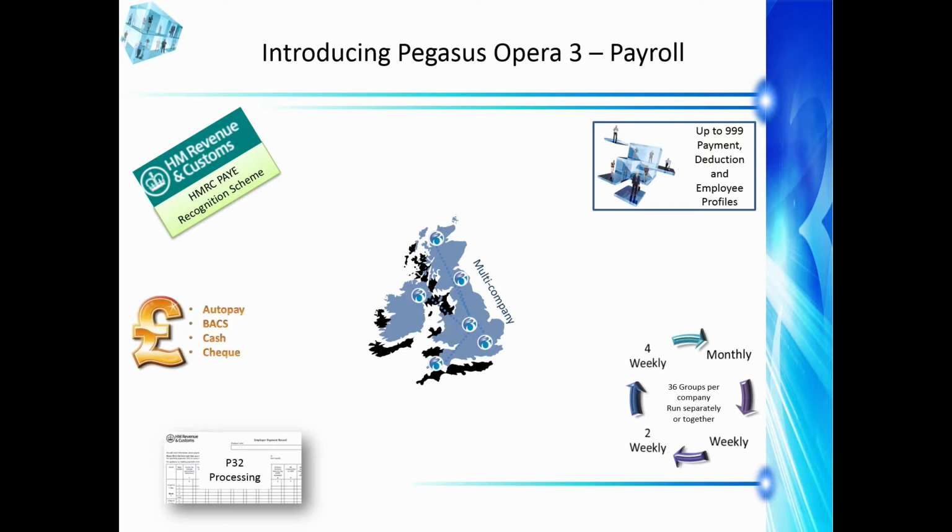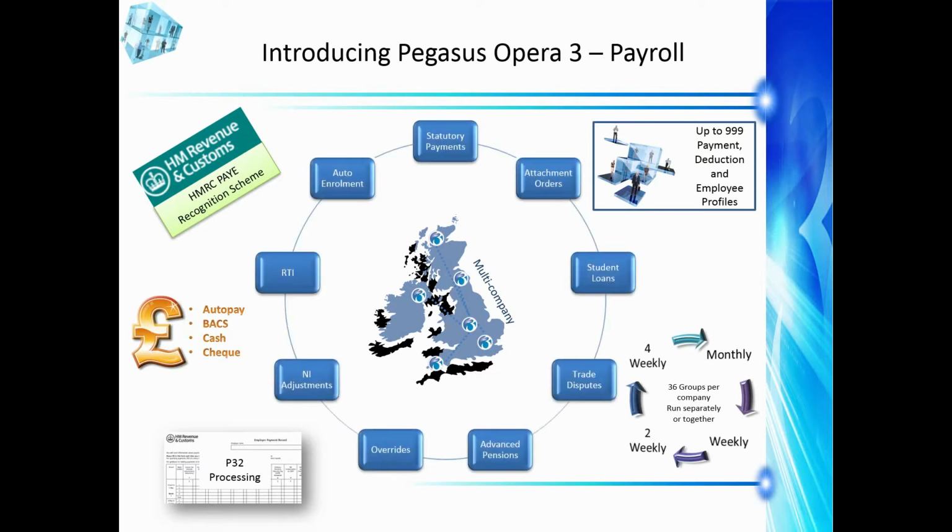Payment methods of cash, cheque, BACS and auto pay are supported. The payroll also handles statutory sick pay, statutory maternity pay, statutory adoption pay, as well as statutory paternity pay and shared parental pay. Included as standard are RTI and auto-enrolment handling, together with student loans and attachment orders.